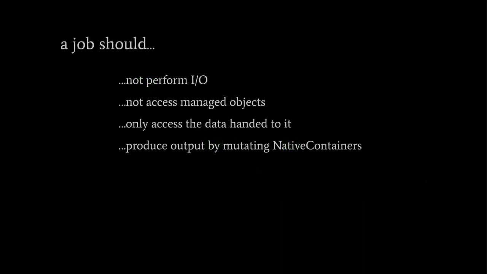As mentioned, a job should not perform I/O, but furthermore, it should not access any managed objects, and it should only access the data explicitly handed to it. Because it can't perform I/O or touch managed objects, the only way a job can do useful work is by mutating one or more natively allocated data structures called native containers. For example, if the purpose of a job is to calculate a single number, we create a native array of length 1 and hand the array to the job before scheduling it. In the job, we store the calculated number in the single slot of the array, and after the job finishes, we can read the result from the array.